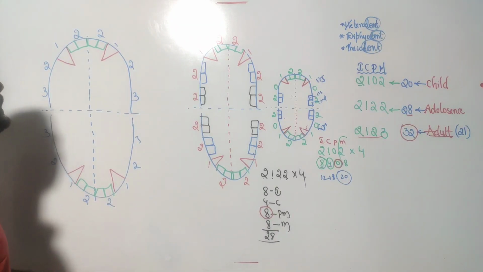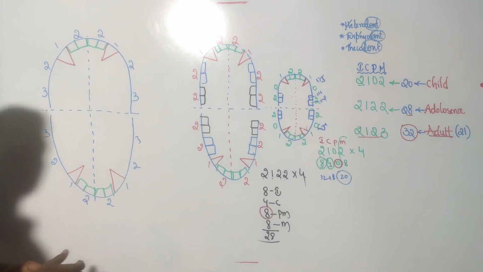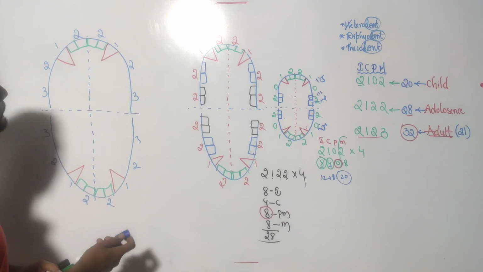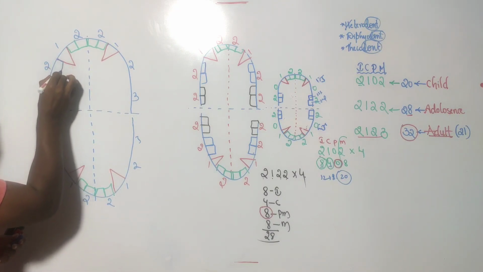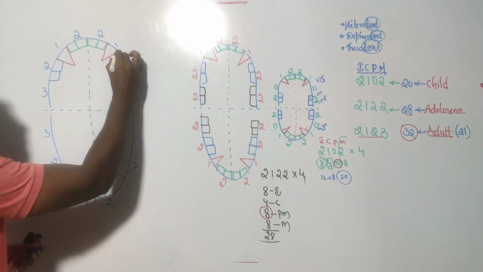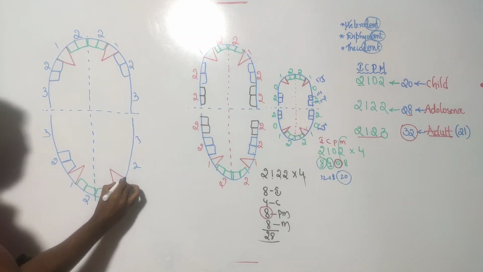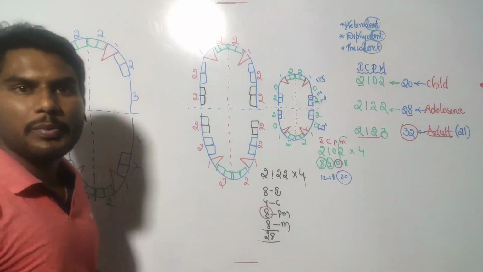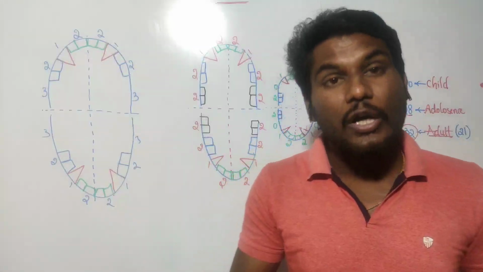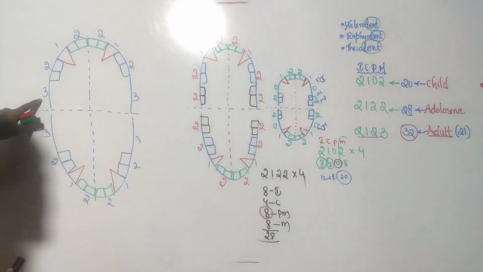After canines what? Premolars. How many premolars? The premolars are 2 in each part. These are the 2 premolars. These are the 2 premolars. These are the two premolars. After premolars what? Molars. Yes, how many molar it is having?